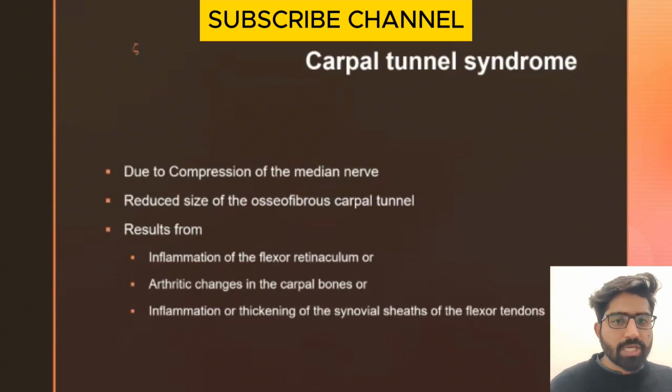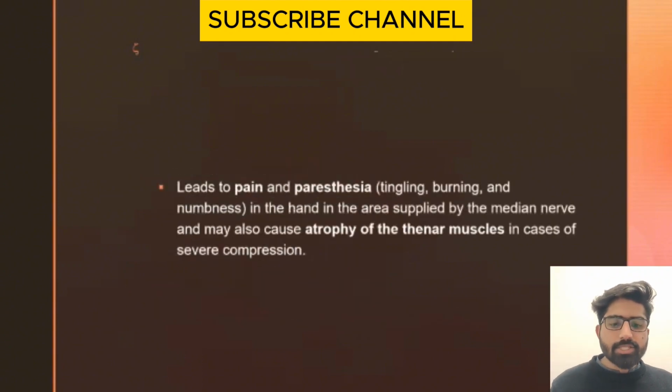So whenever there is inflammation, there is swelling, and whenever there is swelling, the area will be reduced, and the structures passing through this tunnel will get compressed, like the median nerve passing through the carpal tunnel. It will get compressed due to inflammation of the flexor retinaculum, or arthritic changes in the carpal bones, or inflammation or thickening of the synovial sheaths of the flexor tendons. It leads to pain and paresthesias, meaning tingling, burning and numbness in the hand in the area supplied by the median nerve, and may also cause atrophy of the thenar muscles in cases of severe compression, which will lead to ape hand.